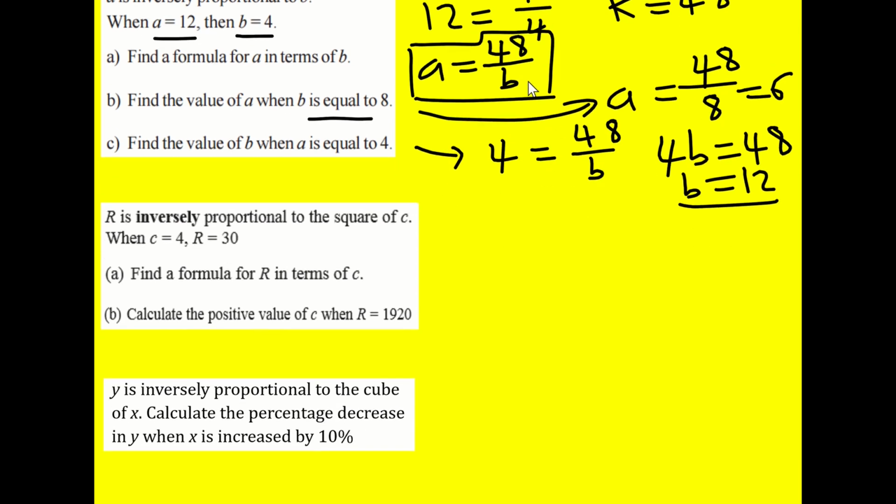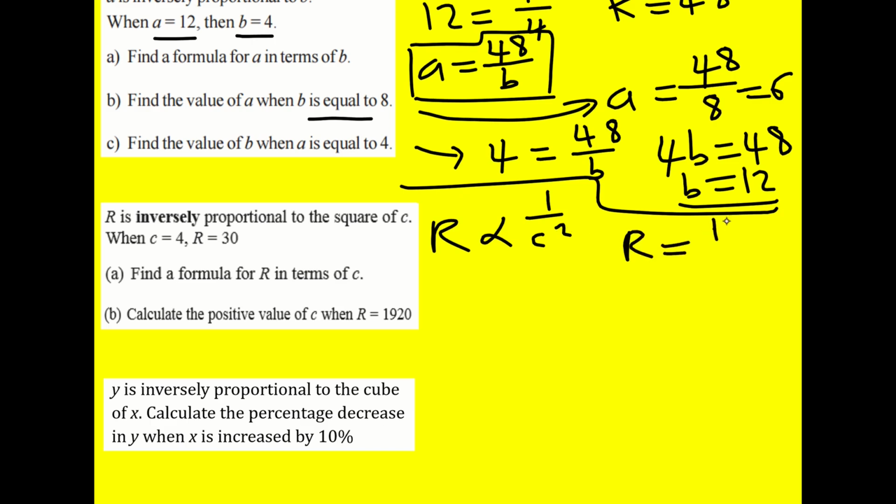Okay, second example. R is inversely proportional to the square of C. So that means we can write down R is proportional to 1 over C squared. Always recommend you start with this little proportional symbol. This time I've got a squared there, so R is going to equal K divided by C squared.